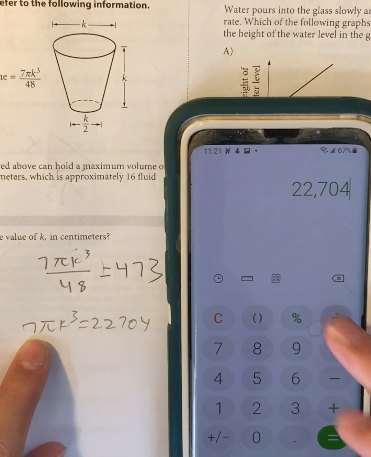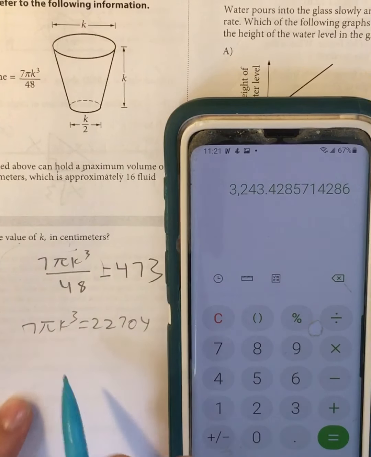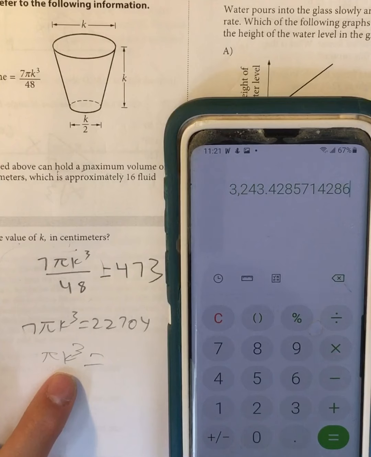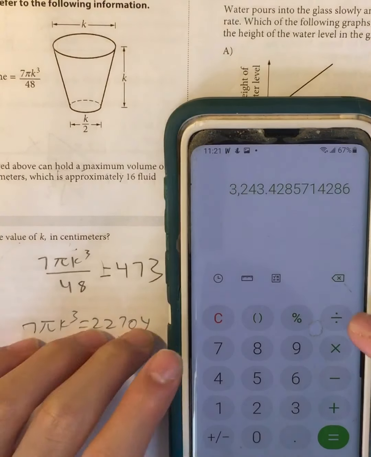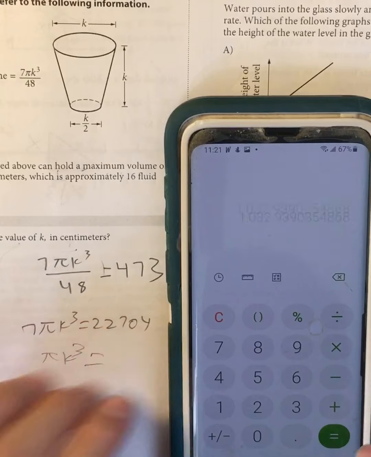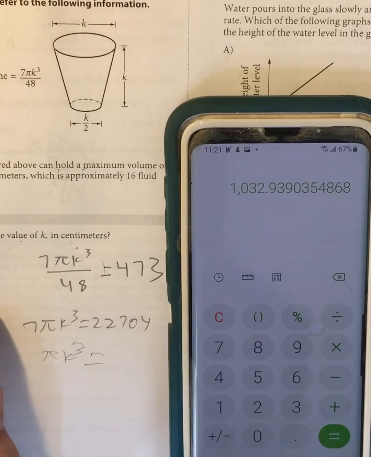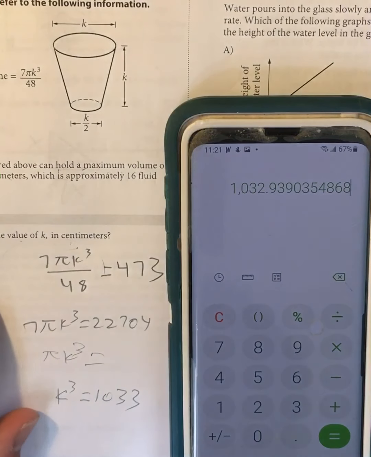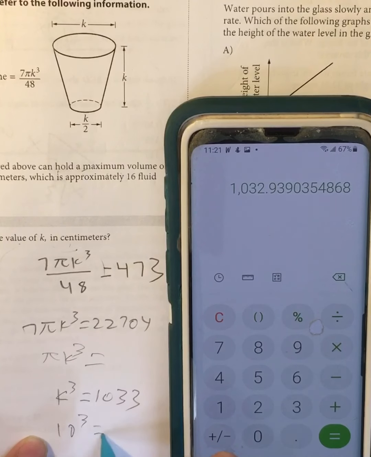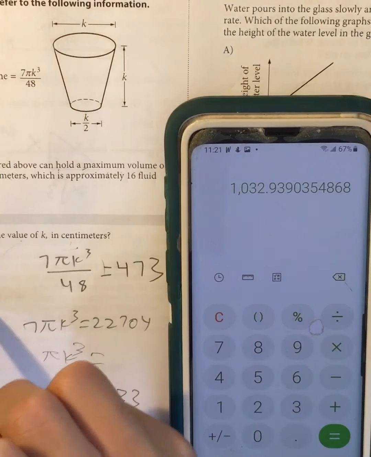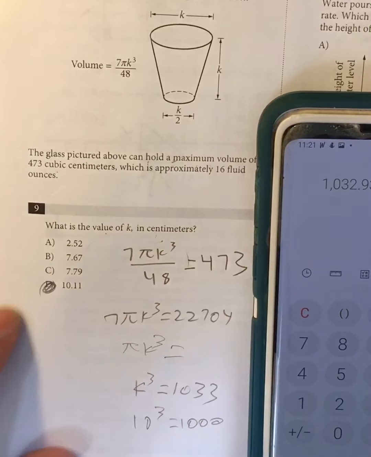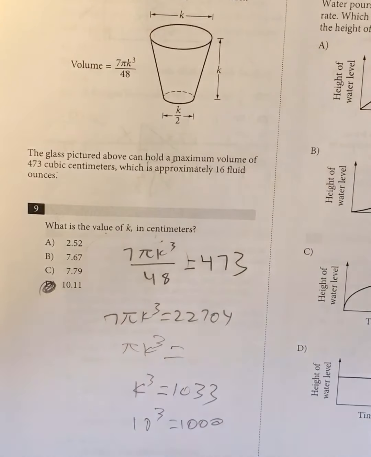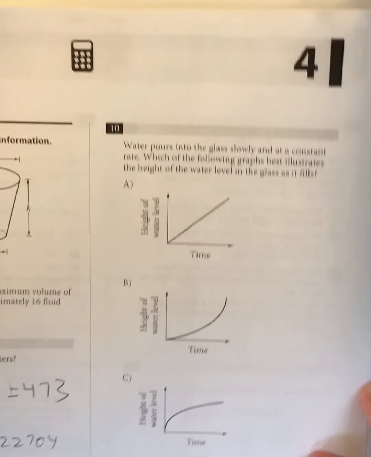And now I'm going to divide both sides by 7, leaving me with pi k cubed is equal to this value right here. And next, I'm going to divide both sides by 3.14, because that's what pi is approximately. And lastly, we're going to have k to the third is equal to 1033. In this case, 10 to the third is around 1000, right? So it means 10.11 seems to be the appropriate answer compared to 7.79 and all those smaller values. So that's how I got it. Alright, so let's move on.